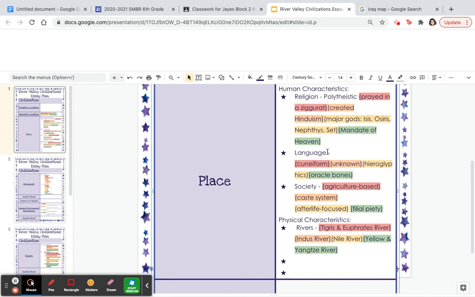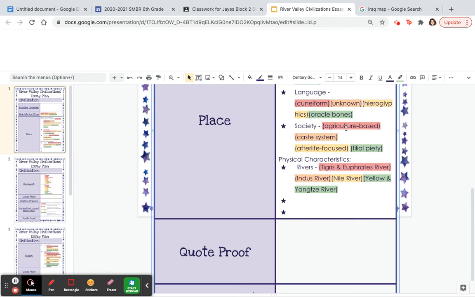We have language. The Mesopotamians were the first to create writing with cuneiform, the wedge-shaped writing on clay tablets. We do not know Indus River Valley's writing, which is why so much of their history is a mystery. The ancient Egyptians wrote hieroglyphics, which were pictographs that they wrote on the walls. Pictographs means a picture represents a word or letter. Lastly, the Chinese wrote on oracle bones, bones of tortoise shells or ox hips, where they would predict the future based on cracks.